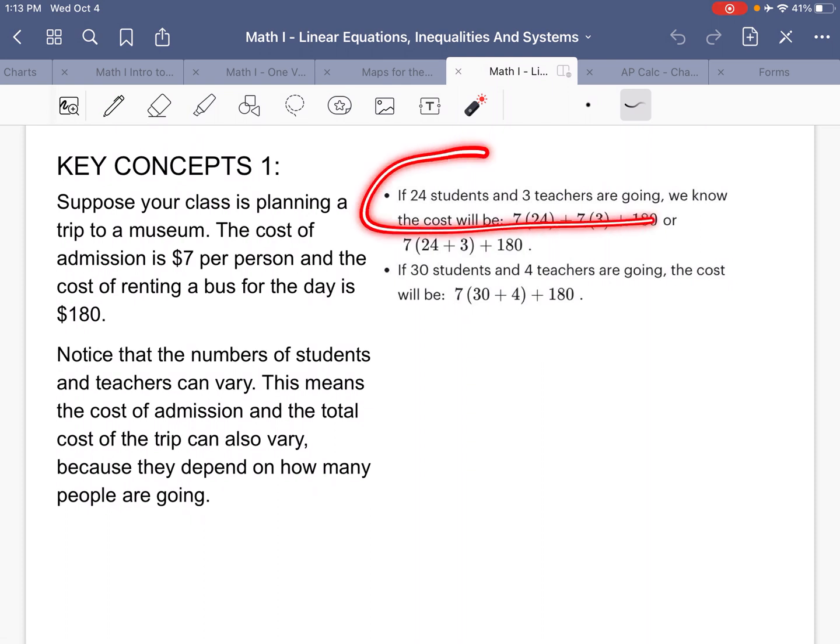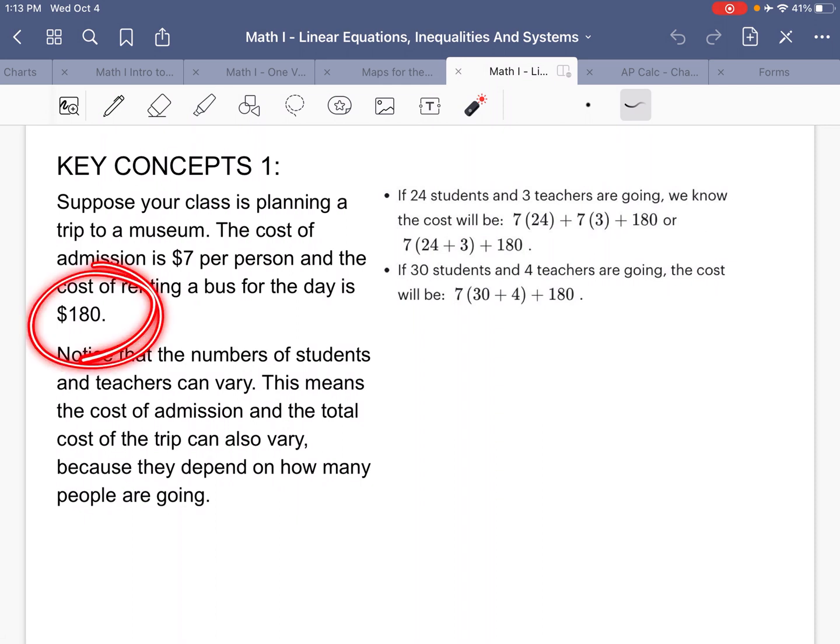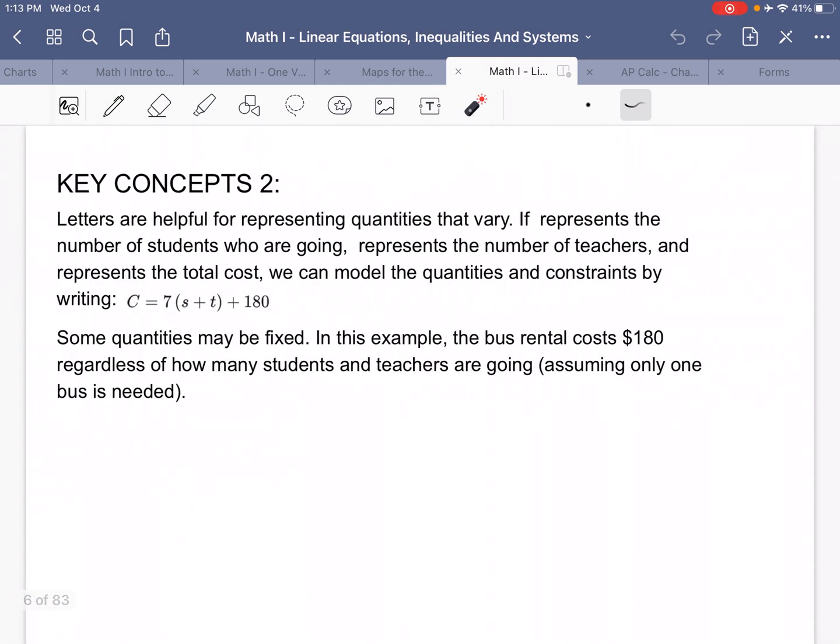So if 24 students and 3 teachers are going, we know that the total cost will be 7 times 24 plus 7 times 3 plus 180, because remember, we've got this cost of renting a bus, and it's $7 per person, 24 students, 3 teachers. Another way we could write that is we could just come up with the total number of people, 24 students, 3 teachers, add those together first, and then multiply by 7. They're both fine. And then if we do it differently, if we have 30 students and 4 teachers, we would write it like that.